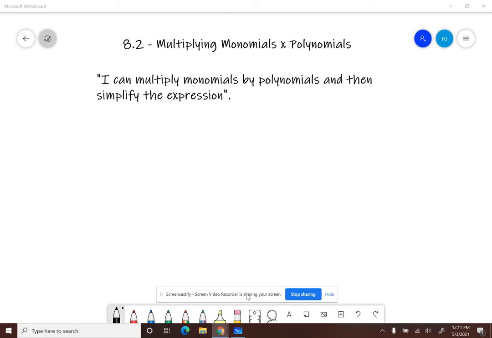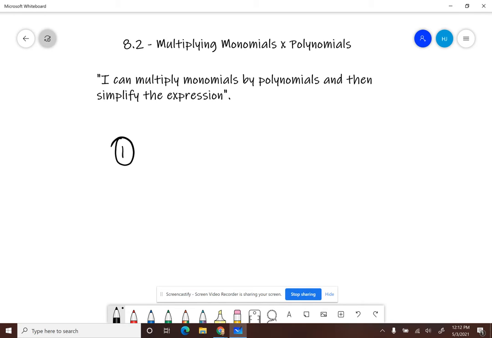All right, guys, we're moving on to the second section of our chapter here, 8.2, multiplying monomials and polynomials. I can multiply monomials by polynomials and then simplify the expression. This is not really going to be that complex, but we're going to start moving into some higher exponents, some things maybe that you may or may not have seen. So we're going to go over some exponent rules and talk about like terms and some of that stuff as well. So let's just jump right in and look at a few examples here.